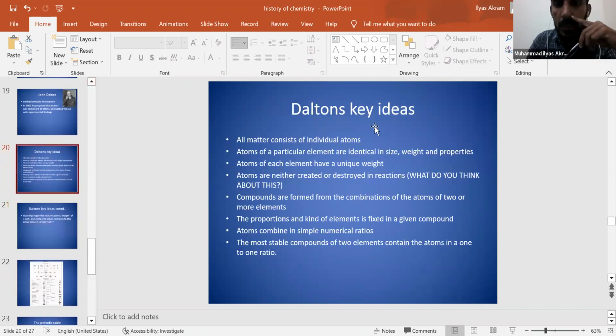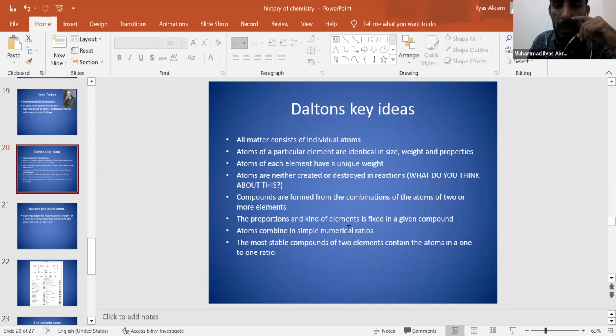Here are the key ideas of Dalton about the atomic theory. All matter consists of individual atoms. Atoms of a particular element are identical; elements have unique weight. Atoms are neither created nor destroyed in a reaction. Compounds are formed from the combination of atoms of two or more elements. The properties and kind of element is fixed in the given proportion, as we said in our last equation.